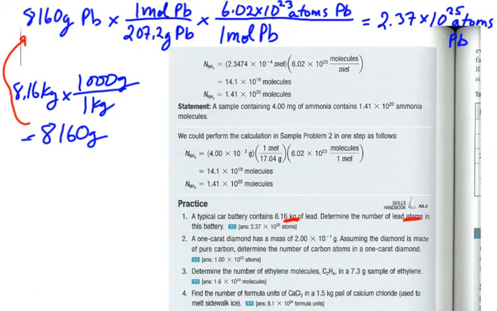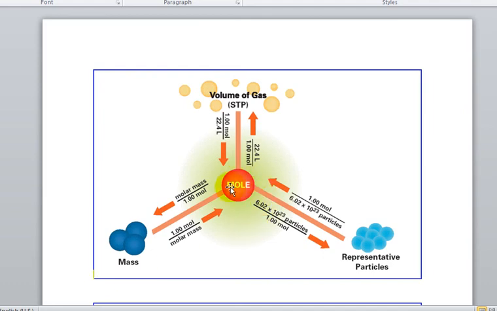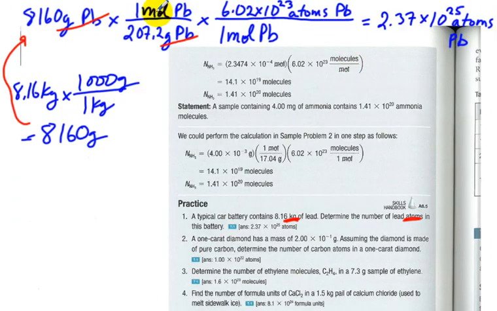So there we go. And of course what you could do is grams of lead cancels with grams of lead. I'm left with moles at this point. Next step, moles to atoms. There we have the factor. And of course you know you're doing it right if you can cancel off the unit you were at with the unit on the bottom here. So we get 2.37 times 10 to the 25 atoms of lead, 3 sig figs, because the original number had 3 sig figs.